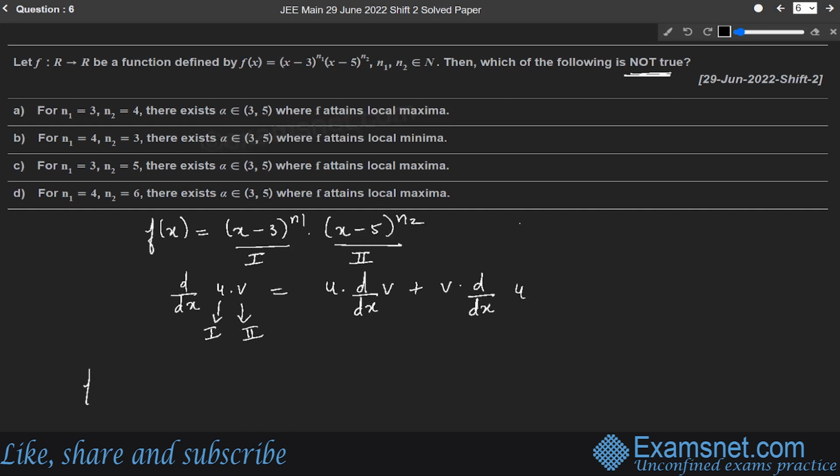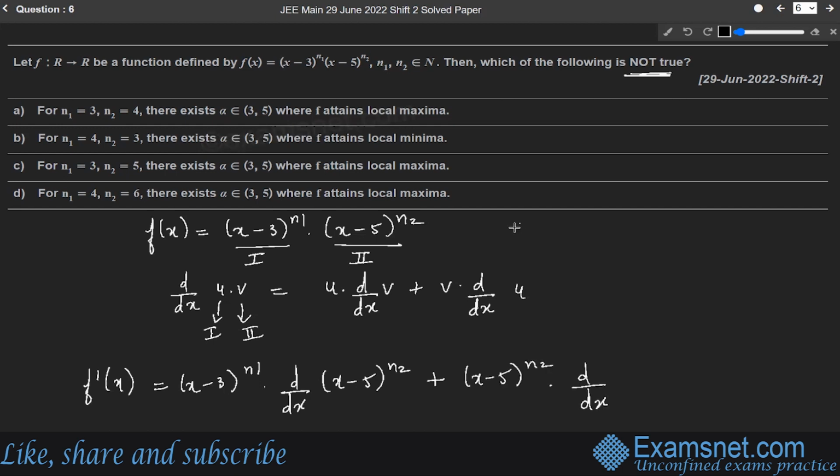All right, so for the given function, let us consider this as first and let us consider this as second. Okay, so f dash x will be equal to first into d by dx of second. What is the first term? x minus 3 power n1, into d by dx of the second term. Second term is x minus 5 power n2, plus second into d by dx of first. What is the first term? x minus 3 power n1.